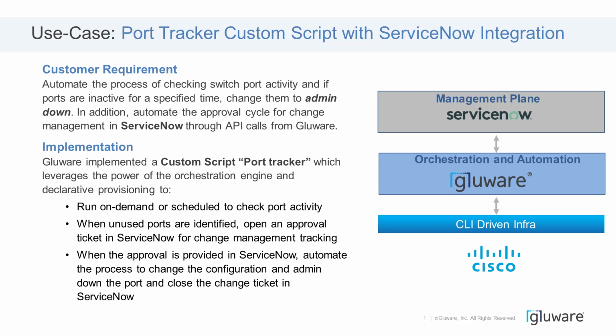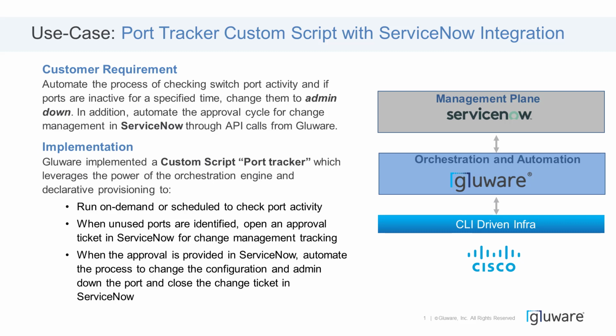In the implementation, Gluware implemented a custom script referred to as the port tracker, which leverages the power of the orchestration engine and declarative engine to run on demand or scheduled to check port activity throughout the network of switches. When ports are identified as being unused, open an approval ticket in ServiceNow for change management tracking. Once the approval is provided in ServiceNow, automate the process to change the configuration and admin down the unused ports, and then close the change ticket in ServiceNow for tracking.